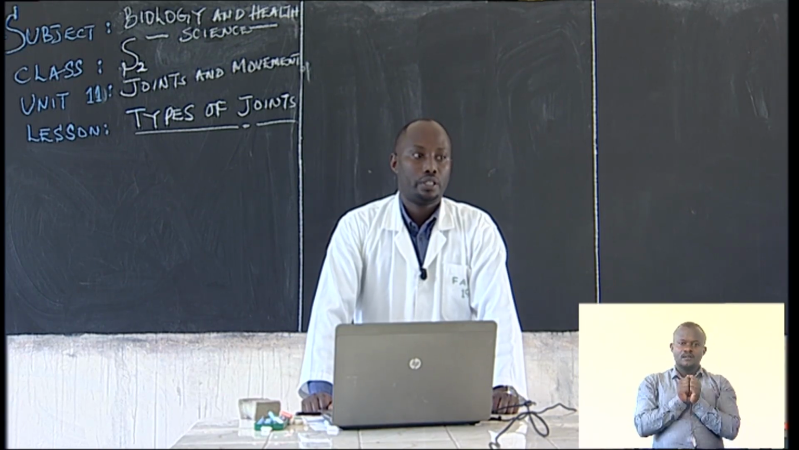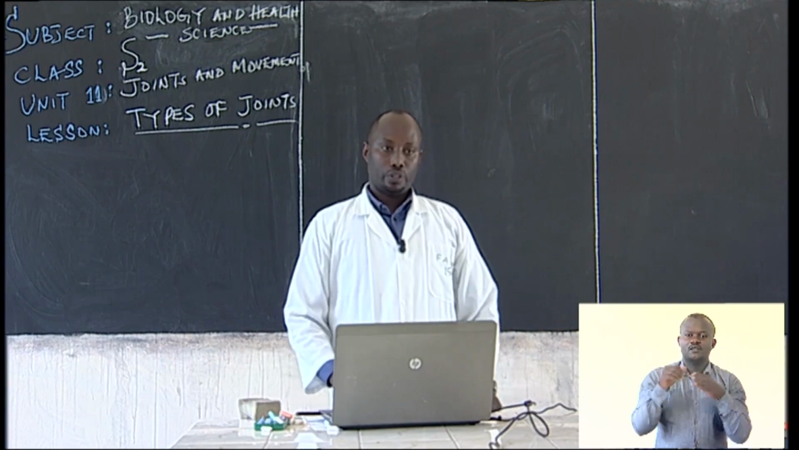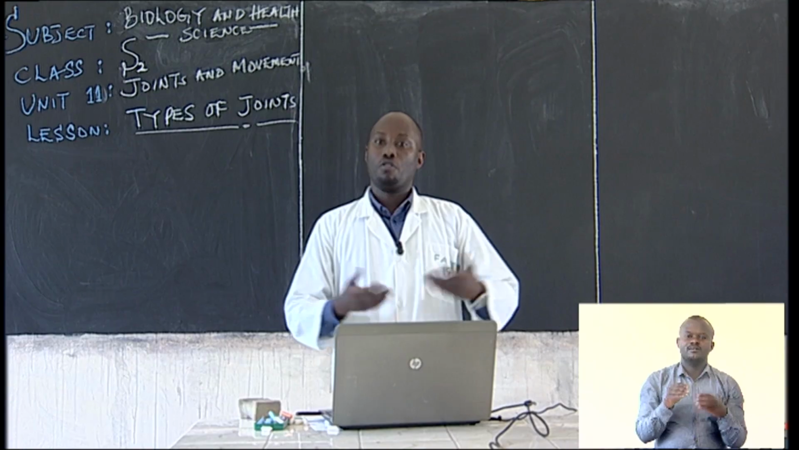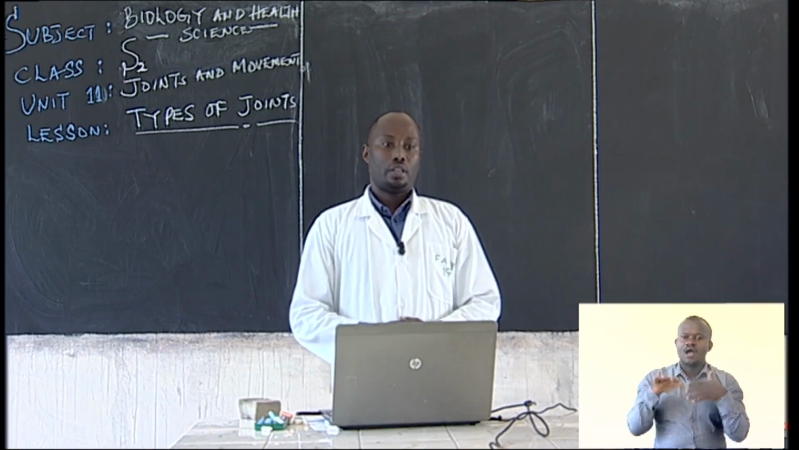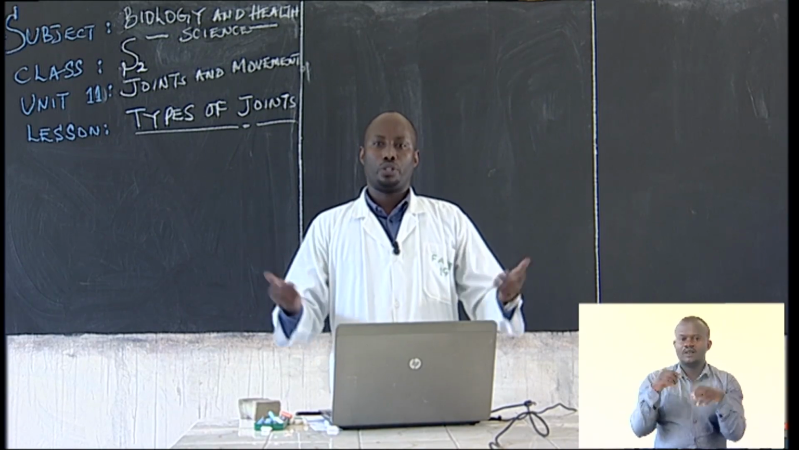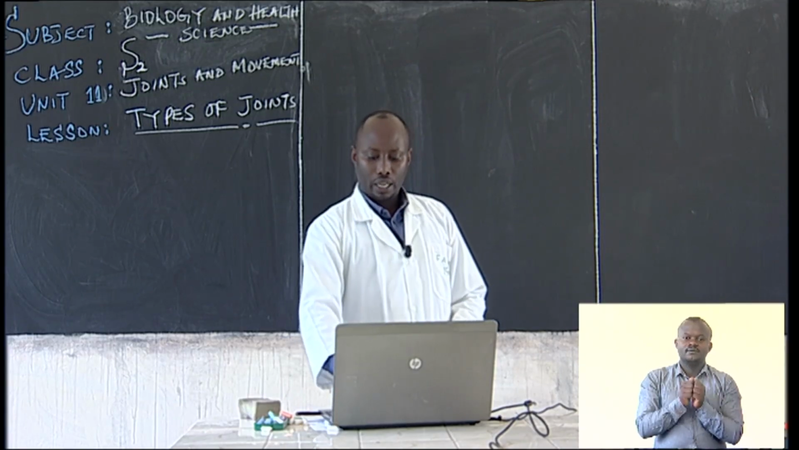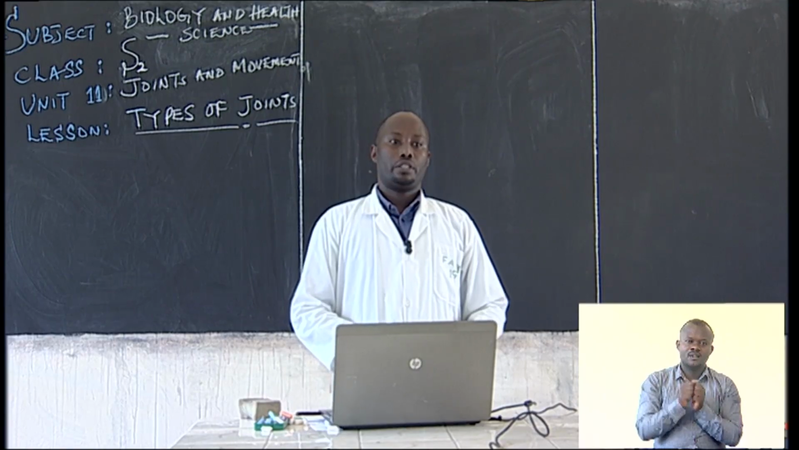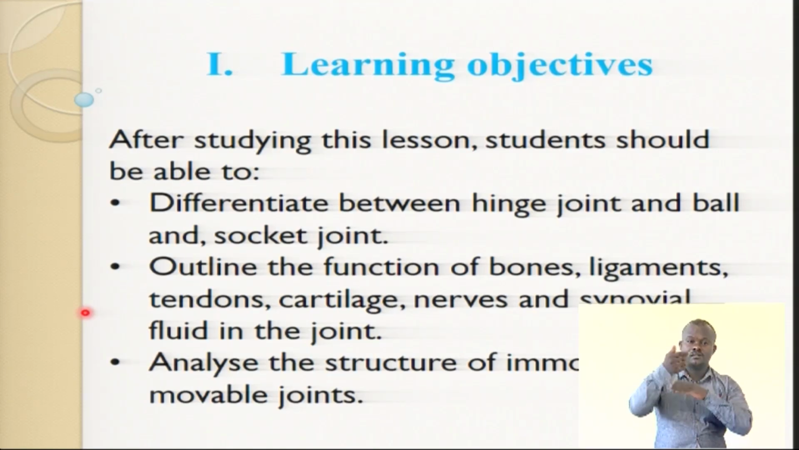So students, let's start our lesson on joints and movement. Everybody has joints, everybody moves. How do we move? We're going to talk about types of joints. The lesson has almost 3 learning objectives. After this lesson, every student should be able to differentiate between a hinge joint and a ball and socket joint.